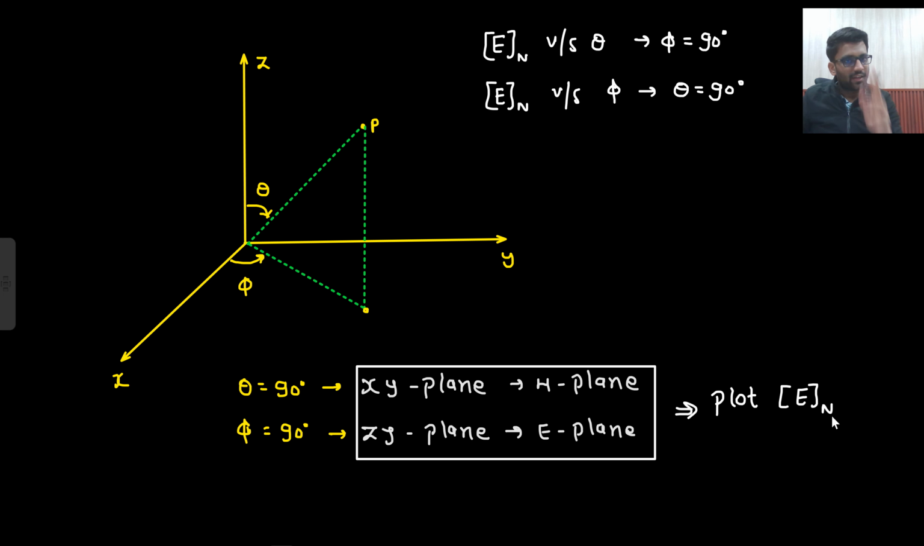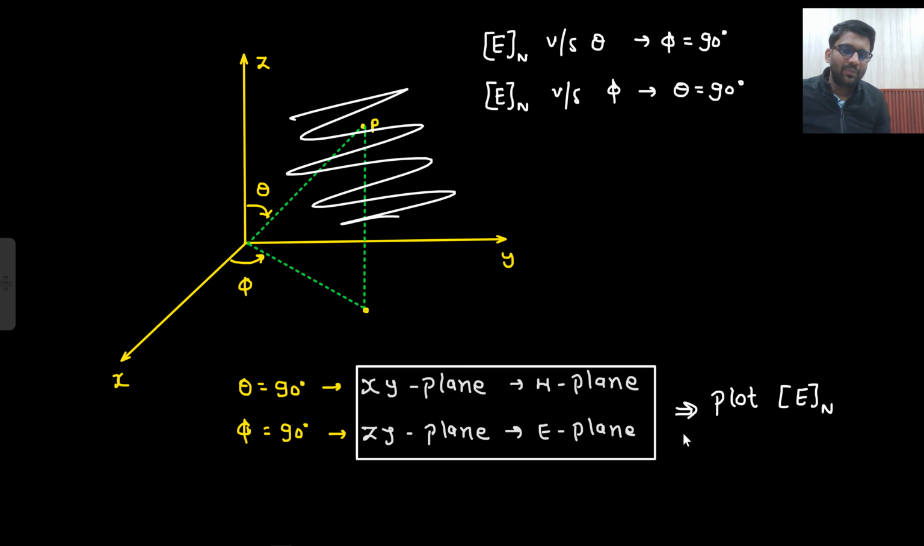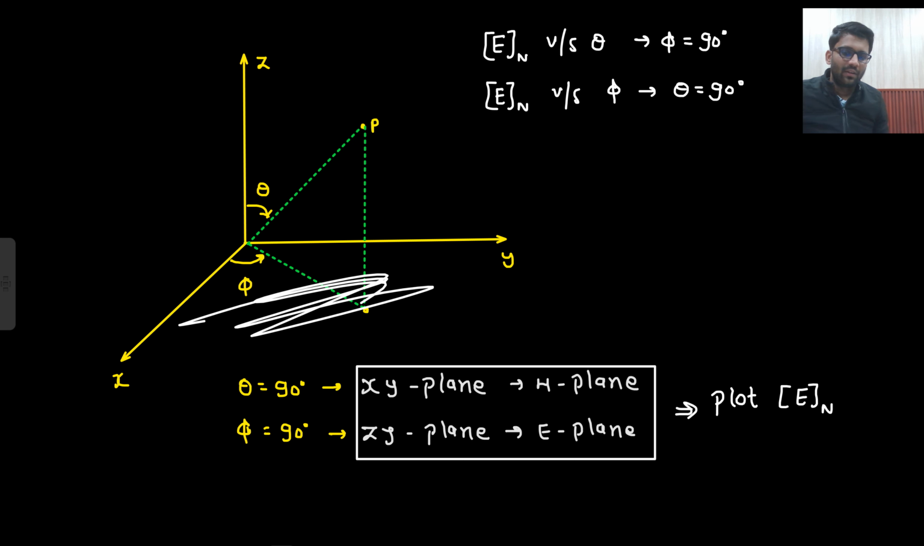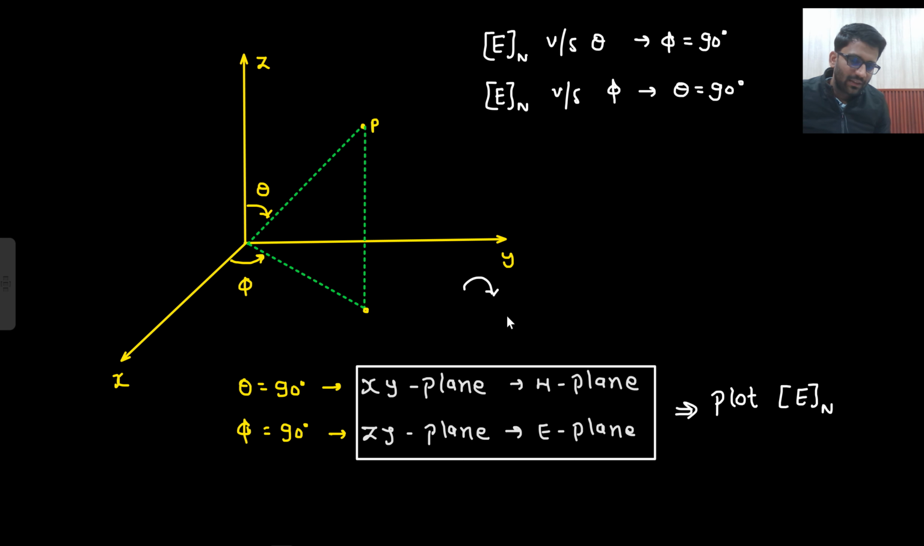What we are going to plot? Electric field only. On the E plane as well, on the H plane as well. On this plane I will draw and on this plane I will draw. So this plane is known as the H plane and this plane is known as the E plane. How can you remember? This is just a way to remember. This is not the reason why it is known as the H plane.